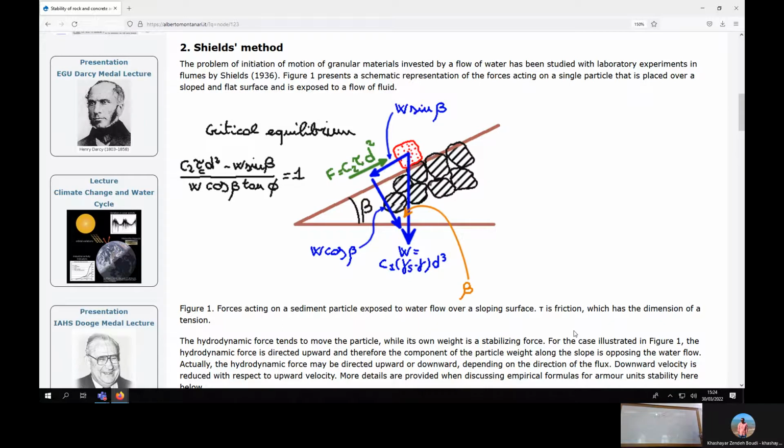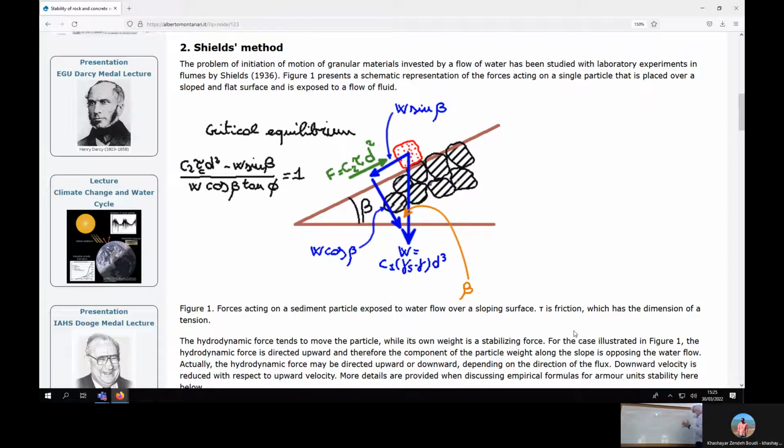Okay, and this is a destabilizing force. And then there is a stabilizing force. What is the stabilizing force? It's the own weight, the self-weight. So the self-weight, let's put it here. Let me see if in the figure I applied it, yes. The self-weight, of course, it's vertical.